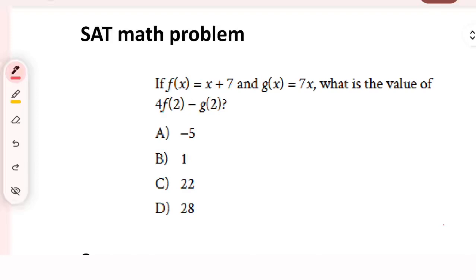Hello, so here's one SAT math problem which I think is very easy. So don't go anywhere and follow me as we discuss this math problem.